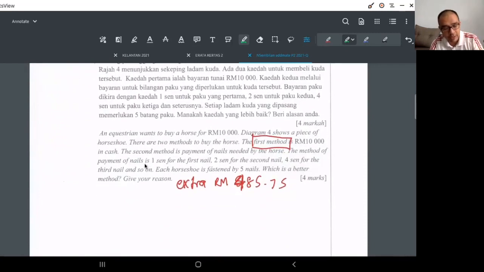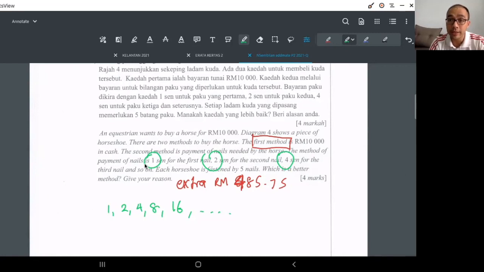Okay, 20 nails. So you're talking about 1 cent, 2 cent, and 4 cent, and so on and so forth. The next one is 8 cent, and then 16 cent, and so on, for 20 nails altogether.